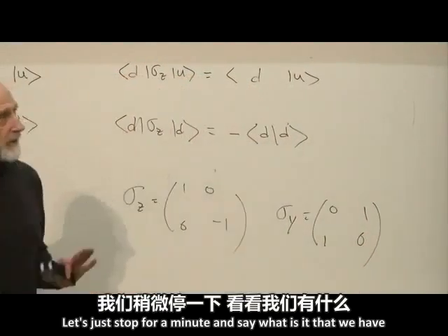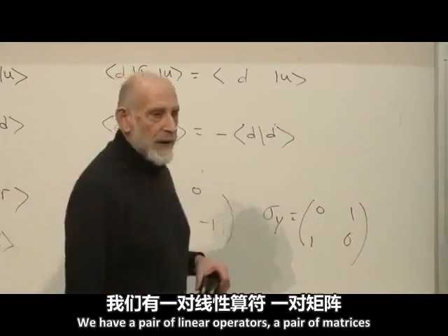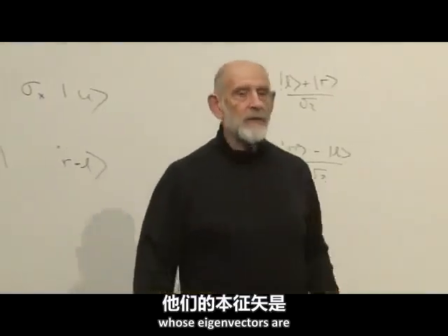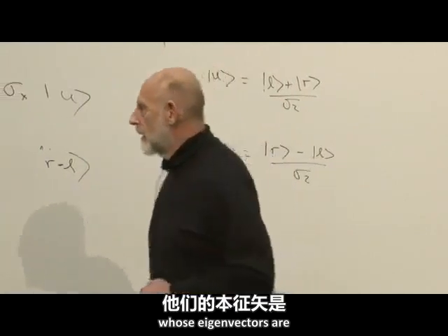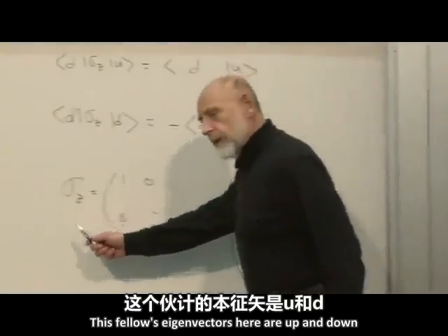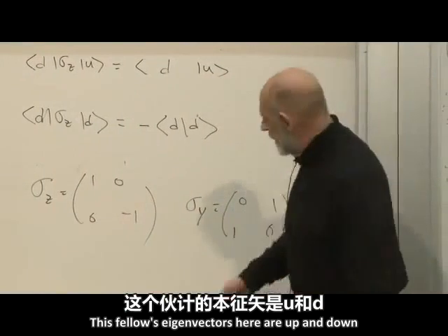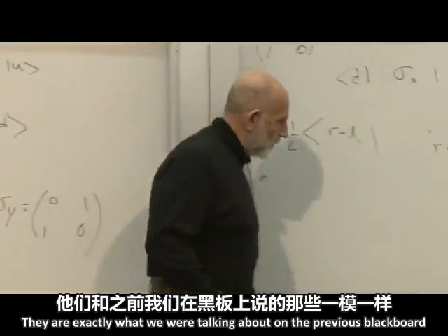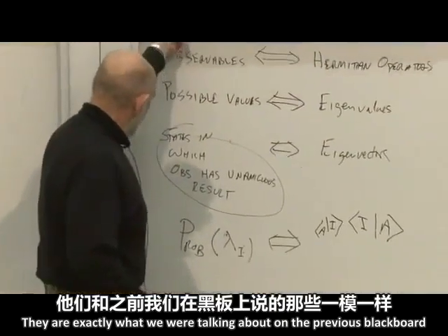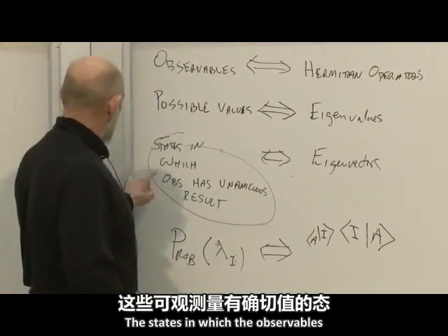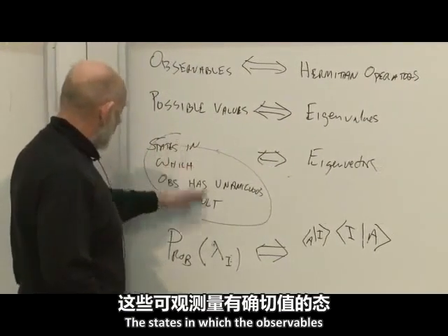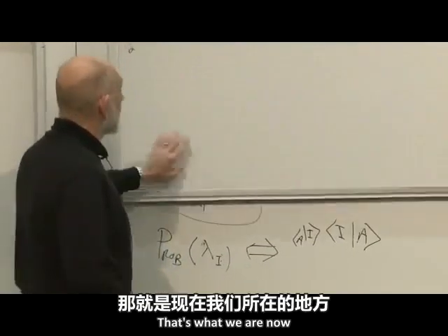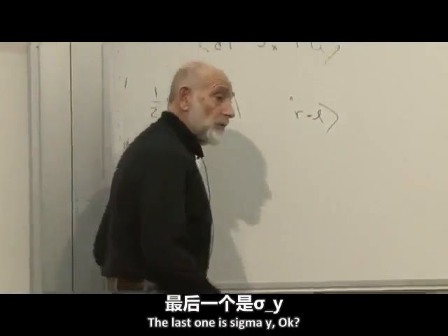Let's just stop for a minute and say, what is it that we have? We have a pair of linear operators, or a pair of matrices. This one's eigenvectors are up and down. This one's eigenvectors are right and left. They're exactly what we were talking about on the previous blackboard. The states in which the observables have unambiguous results are the eigenvectors. That's where we are. Now, the last one is sigma y.